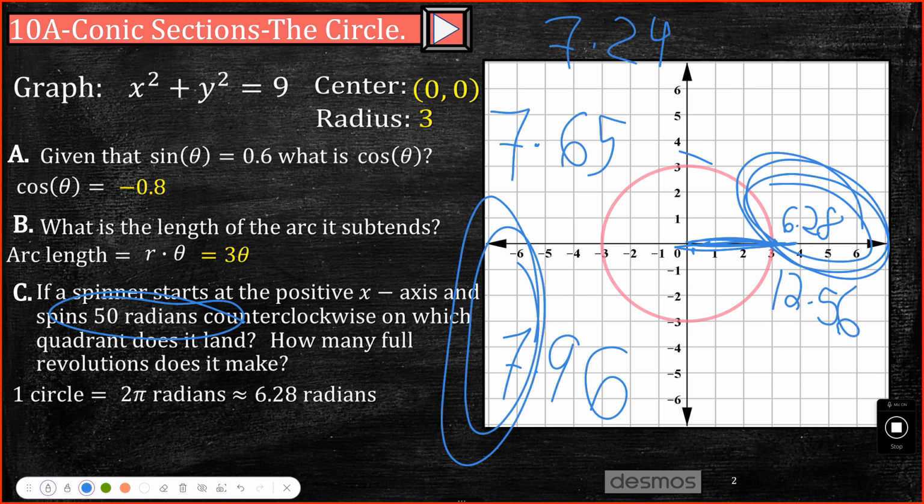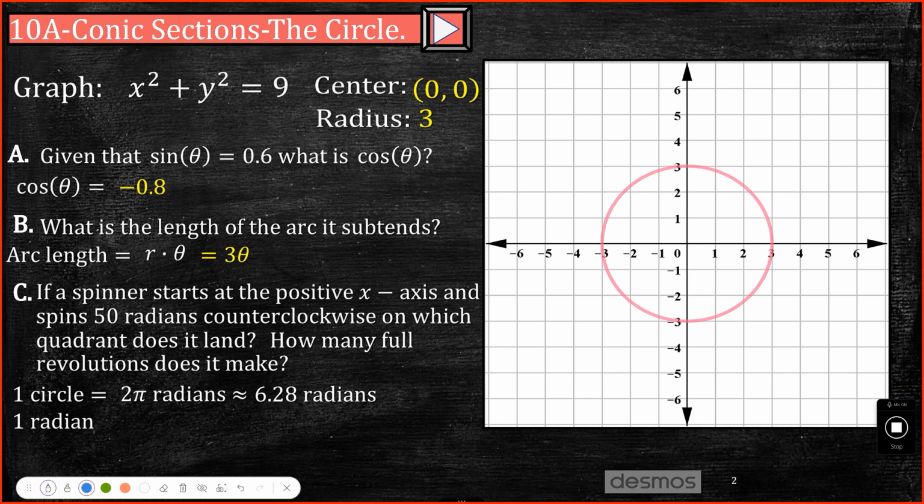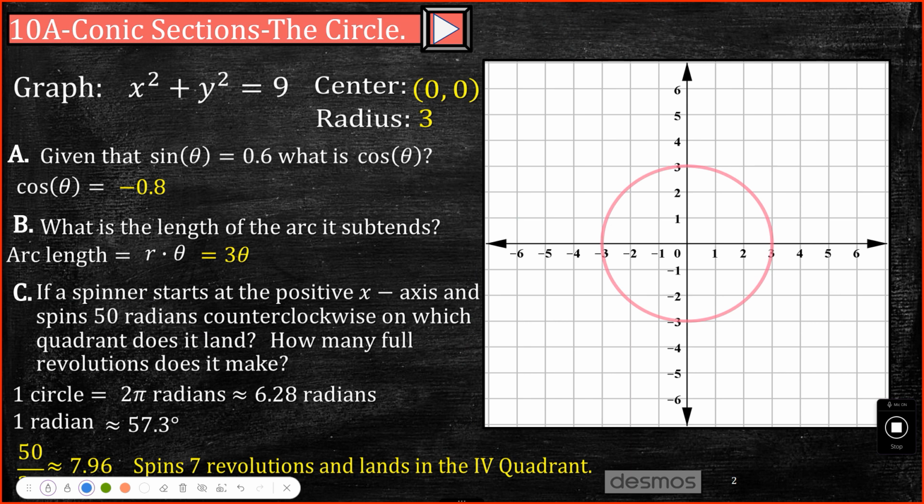So all right, let's just in general. You know what? Let's do another one. We already got this as an answer. Let's make up another question. Well, that thing is 7.96 spin 7, lands on the 4th quadrant. All right, last one here.